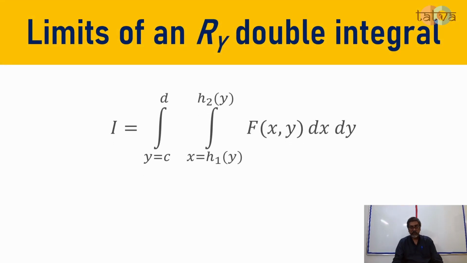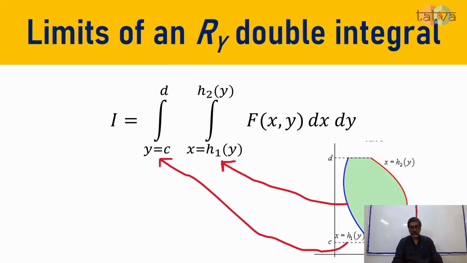And then the limits of an Ry double integral will be something like this. Observe carefully. In an Ry double integral, you will have y limits first, then the inner integral will be having x limits. And then how are you getting the lower limit of y? It's coming from the lower horizontal line, and the upper horizontal line becomes the upper limit of y. Then how do we get the lower limit of x? It is the left curve. And how do we get the upper limit of x? It will be the right curve that you are seeing.